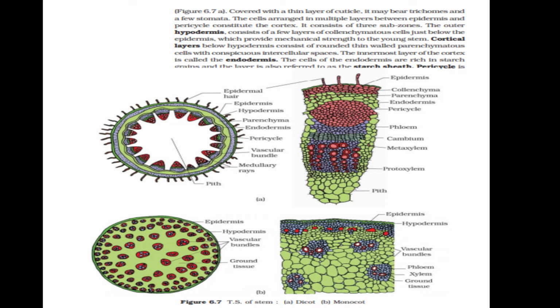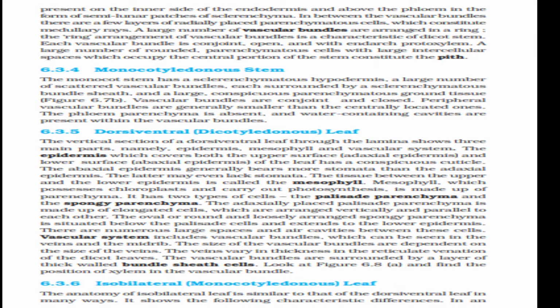Each vascular bundle is conjoint, open, and with endarch protoxylem. A large number of rounded, parenchymatous cells with large intercellular spaces, which occupy the central portion of the stem, constitute the pith.